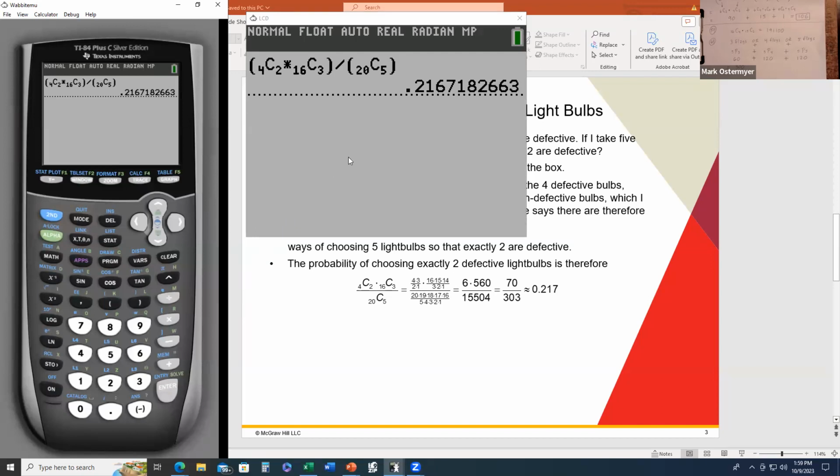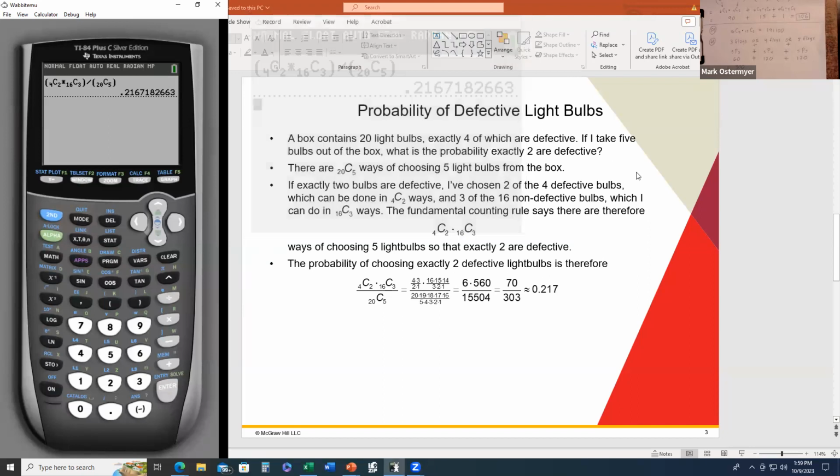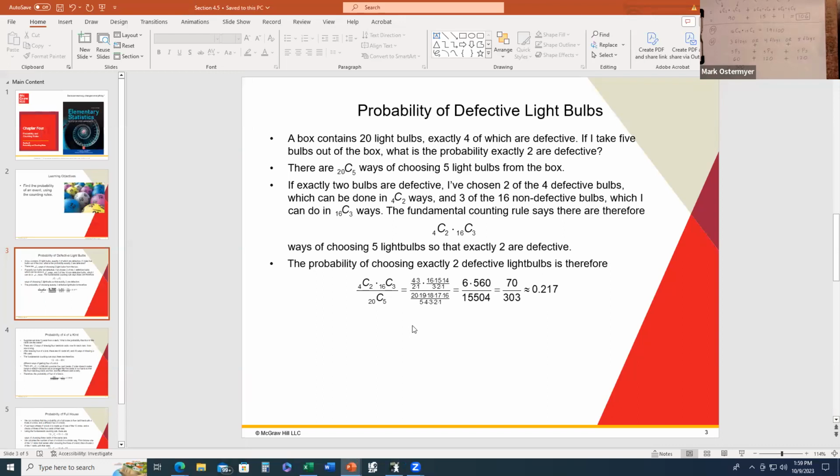So there's about a 22% chance that if I reach into this box of 20 light bulbs that have been randomized, I'm going to select 2 bad bulbs and 3 good bulbs. Any questions about that problem there? Did that make any sense there at all? Just remember, with your probability, your bottom quantity has to be the total number of selections that are possible amongst all things. That's a common theme here. But that would be the probability of selecting exactly 2 bad bulbs when we select 5 bulbs from a box of 20 bulbs.